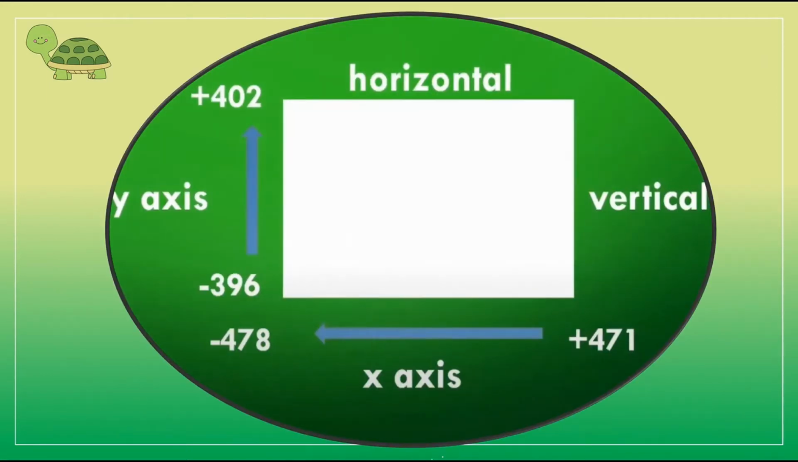This is the default window size, and the x-axis points from -478 to +471. And what's the measurement in? It's in pixels. So each pixel is a dot on your screen. So there are a lot of pixels on your screen. The vertical axis, or the y-axis, is a bit smaller in size. It's -396 to +402. When you use the function home, it will take your turtle to the location 0, 0.